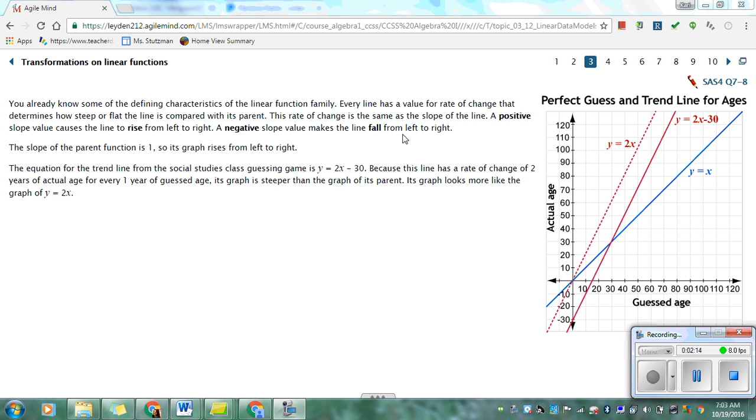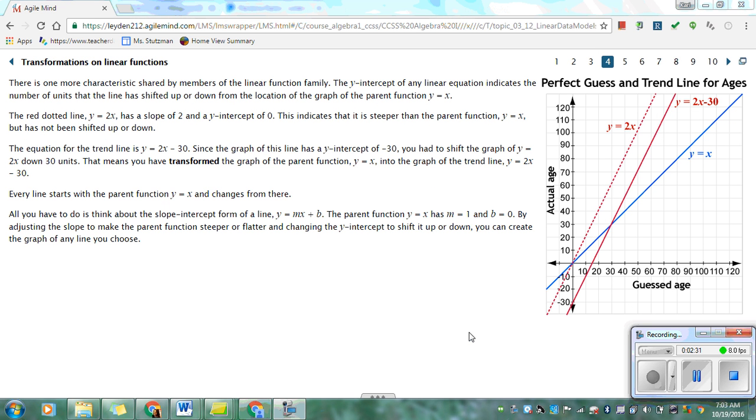The slope of our parent function, y equals x, is the number in front of x. Because nothing's there, it's actually 1. And that 1 is positive, so the graph rises from left to right. The y-intercept of any linear equation indicates the number of units that the line has shifted up or down from the location of the parent function y equals x. So we're always comparing it to that.